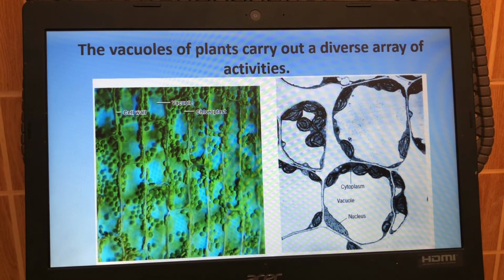The vacuoles of plants carry out a diverse array of activities. The vacuole serves as a temporary storehouse for solutes and macromolecules. They contain toxic compounds used in defense. They provide a container for cellular wastes. They maintain a hypertonic compartment that exerts turgor pressure against the cell wall. And also they are sites of intracellular digestion mediated by acid hydrolases.